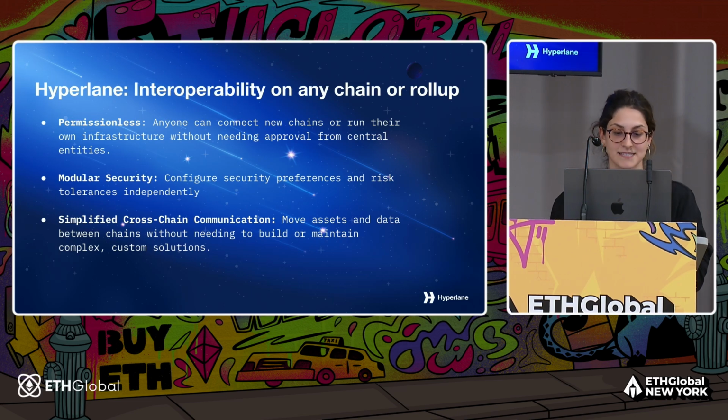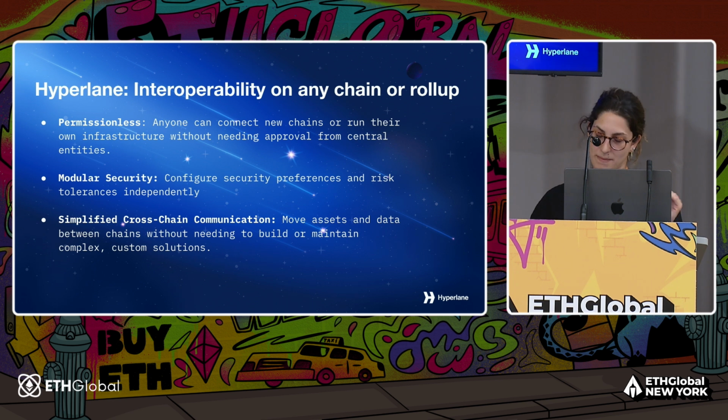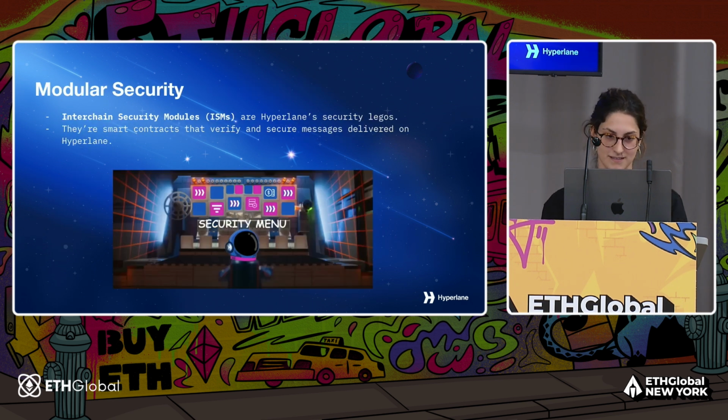And then the last step is simplified cross-chain communication. So as we mentioned, Hyperlane gives you out-of-the-box tools and infrastructure to move assets between chains and to allow general message passing. And I'm going to talk a bit more about how the infrastructure is broken up.